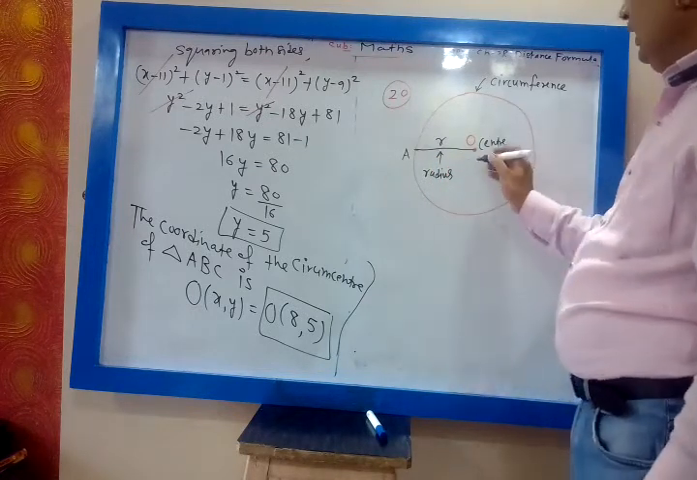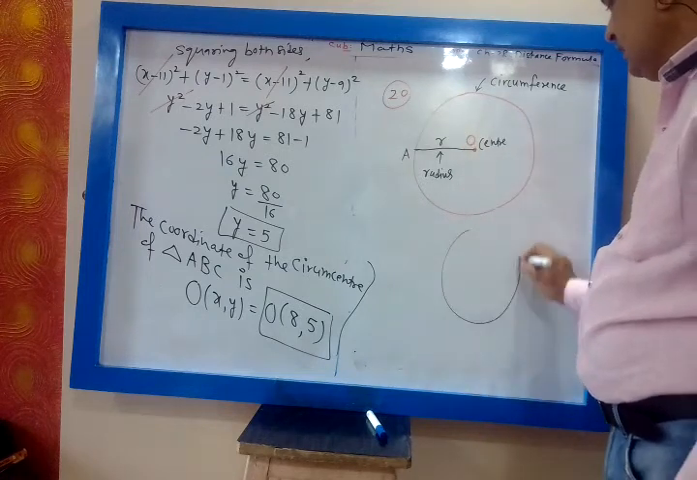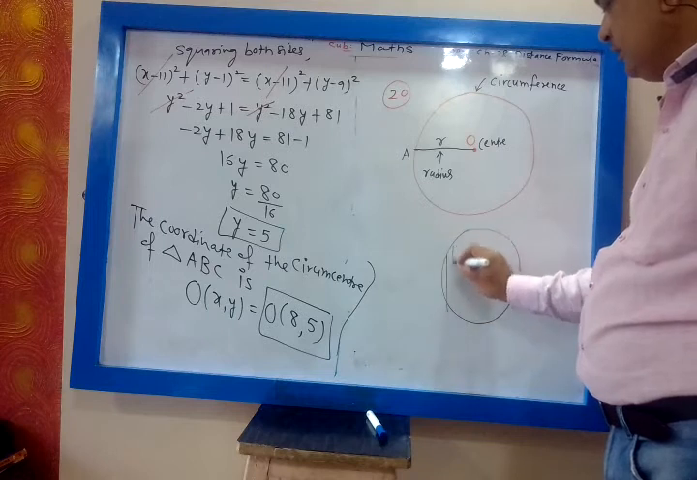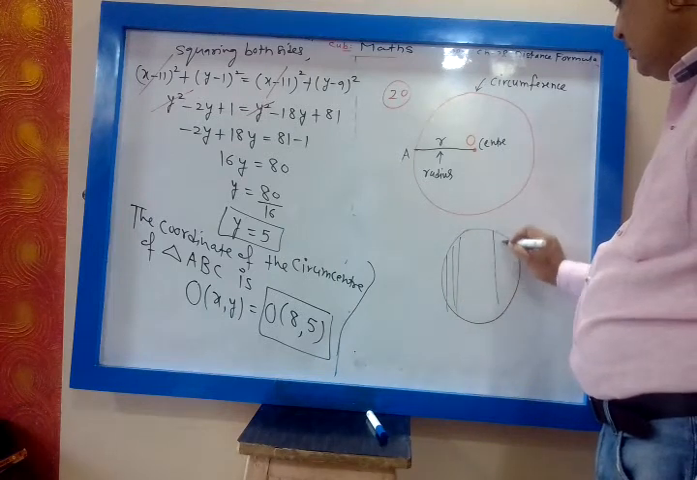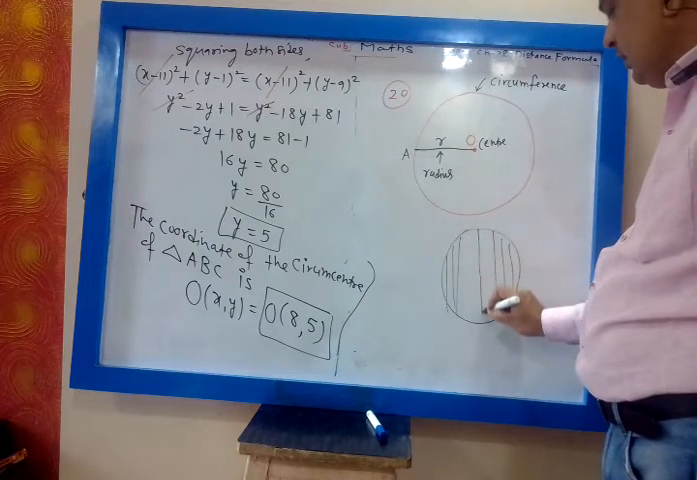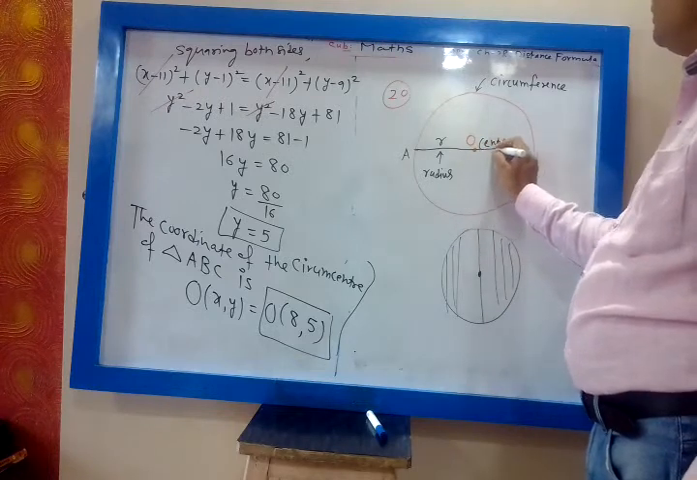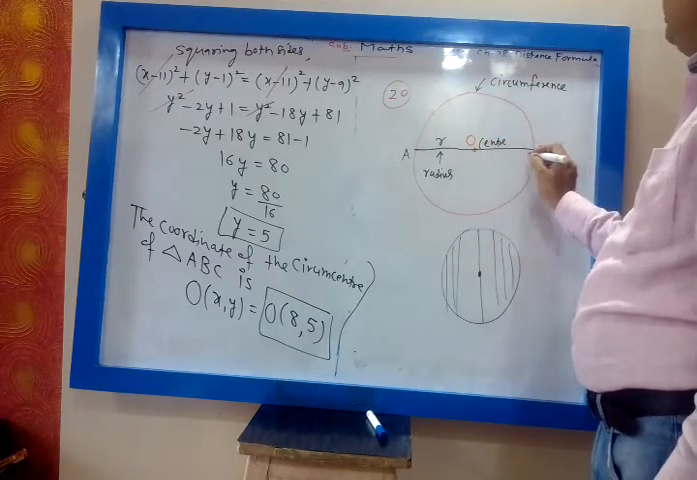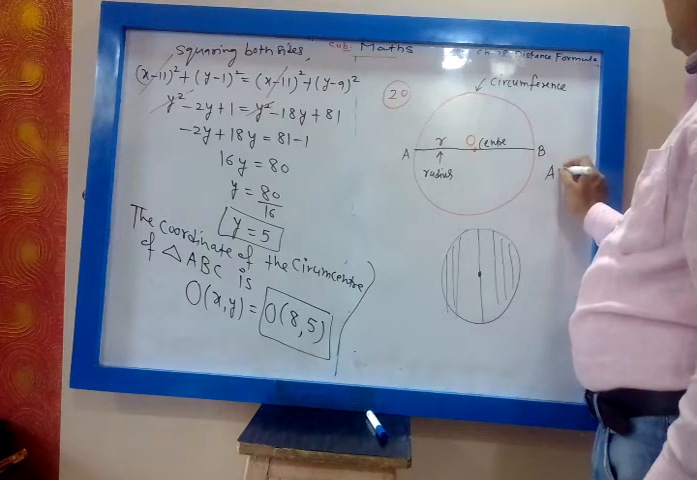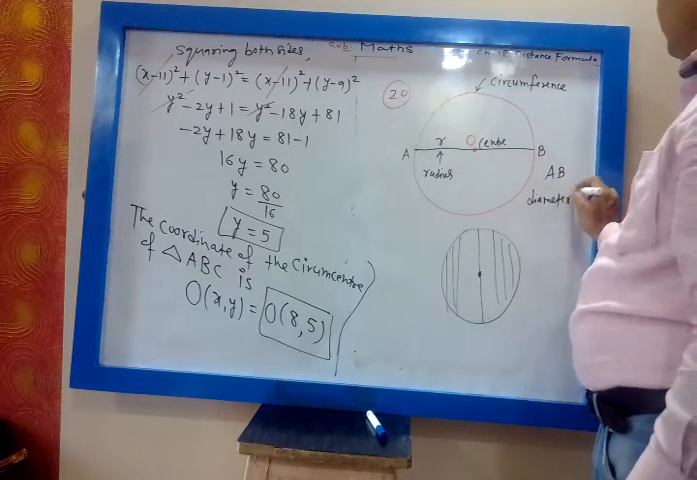Okay, and when you see, this is my circle. These are the chords of the circle. What is the longest chord? The longest chord of the circle, which passes through the center, is called the diameter. So in this case, AB is a diameter.